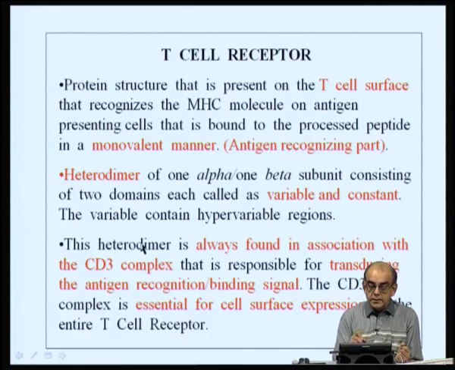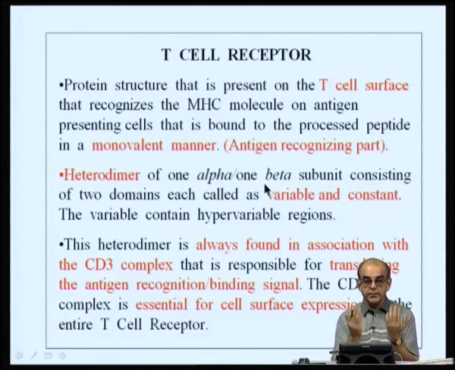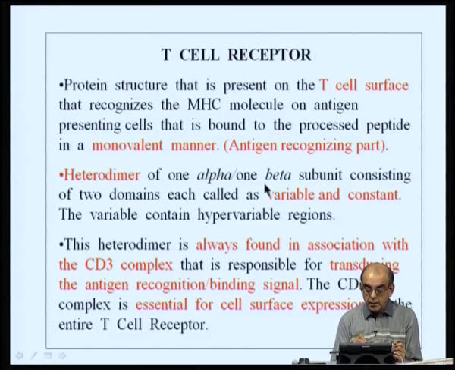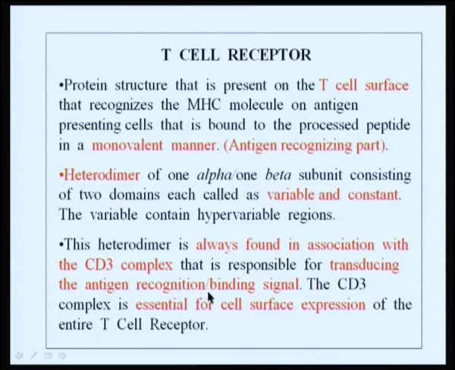The heterodimer, that is this alpha and beta subunit, is always found in association with a structure called the CD3 complex. So, this alpha beta heterodimer has other subunits surrounding it, which take part in other kinds of events like transmembrane signaling events, which we will come to a little later on. This CD3 complex is responsible for transducing the antigen recognition signal once the alpha beta T cell receptor binds to the MHC plus peptide.